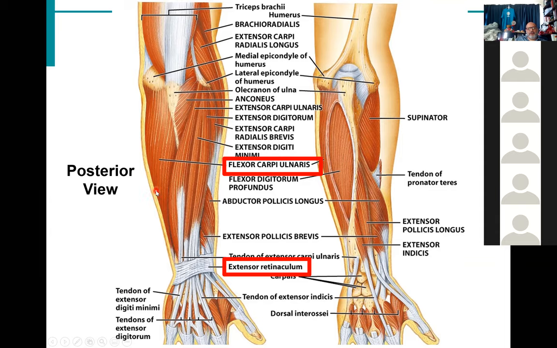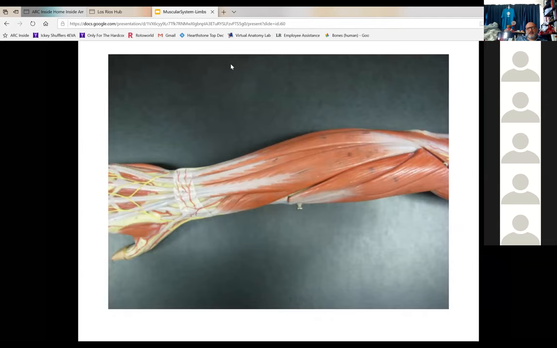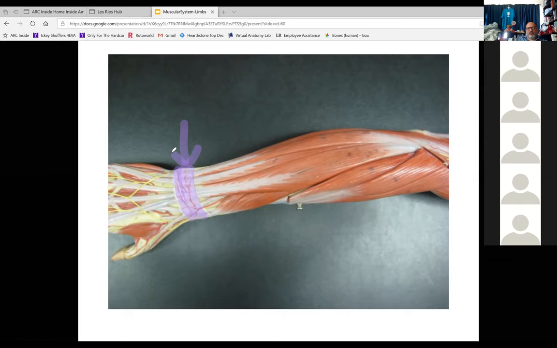Notice also on the posterior side of the arm, and we see it here, I forgot to show you on the model, so let's look at the model as well. There we go. Highlight this in purple. We have this structure that is a strap of connective tissue that stabilizes the tendons of the wrist in place on the posterior side. And of course, what would we call this strap of connective tissue, the structure on the posterior part of the arm? What is this?